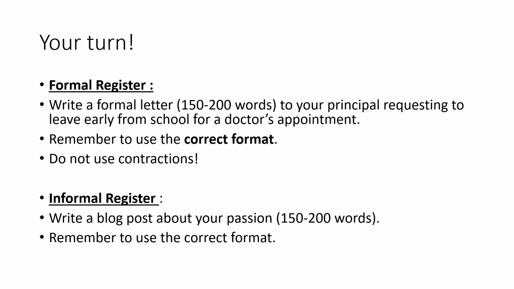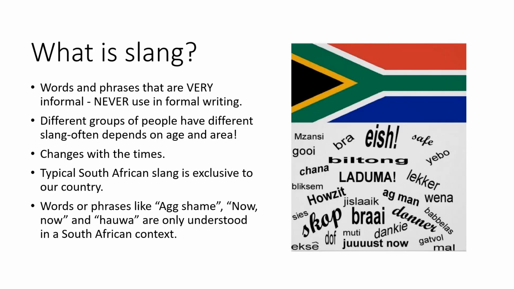Informal register. Write a blog post about your passion between 150 to 200 words. Remember the correct format. Let's move on to slang. Firstly, what is slang? I'm sure you've come across different slang words on Instagram or TikTok. You know, those words that your parents and teachers don't understand.